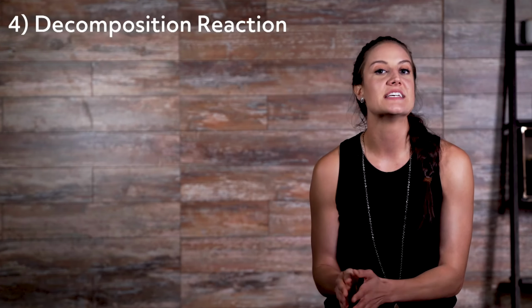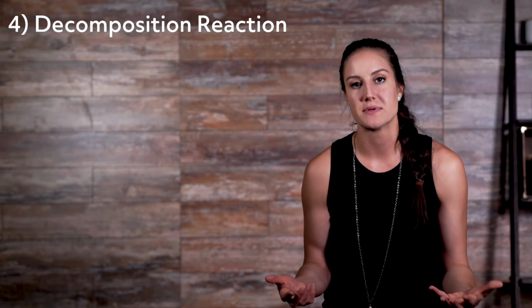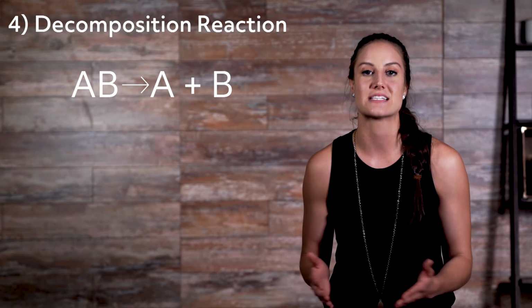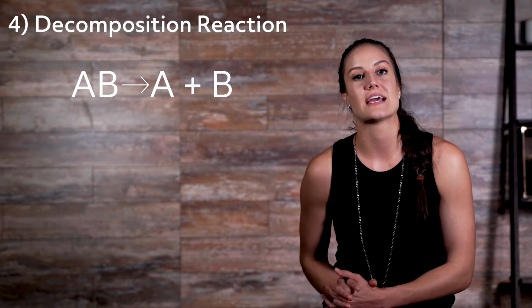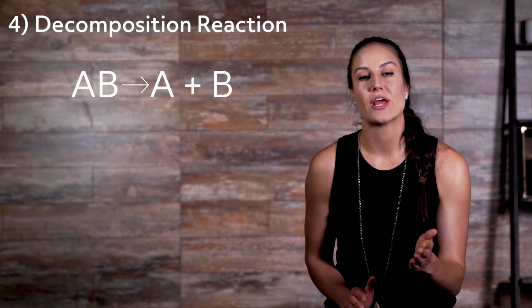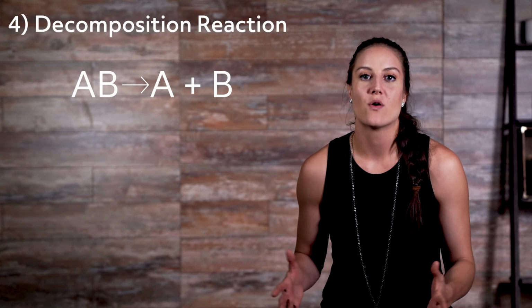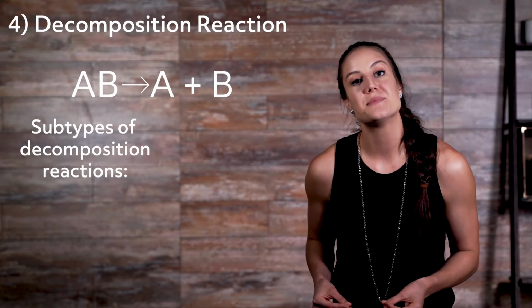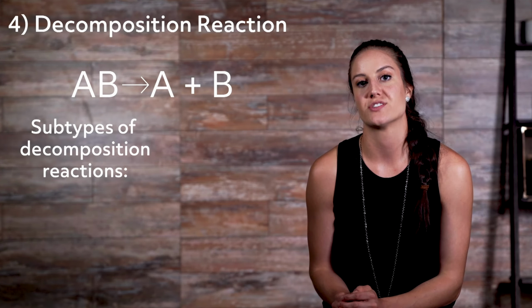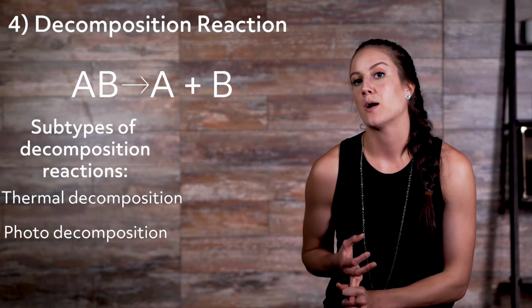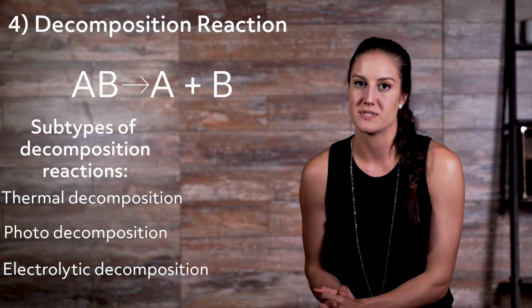Number 4, decomposition reaction. Decomposition and composition are opposites. In a decomposition reaction, a single complex compound is broken down or decomposed into a more basic substance. Here's what that looks like as an equation. AB yield A plus B. Now, there are actually 3 different subtypes of decomposition reactions: thermal decomposition, photodecomposition, and electrolytic decomposition.